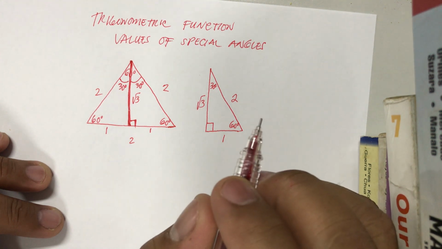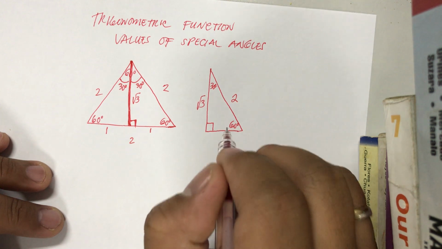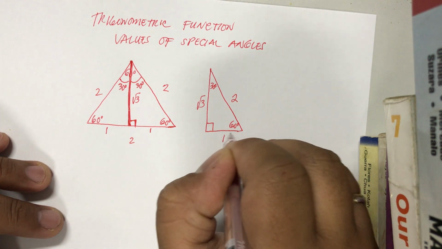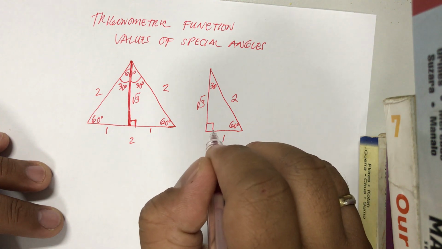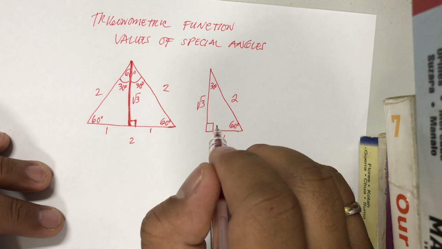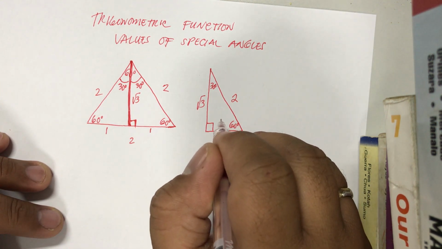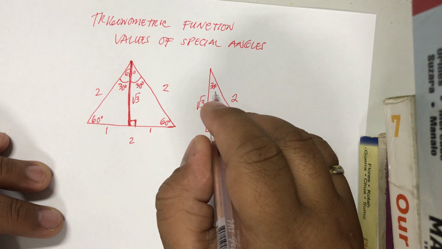Now, of these three numbers, 2, 1, and square root of 3, 1 is the smallest number. Meaning to say, this side, whose measure is 1, is the di po siya smallest side. It is the shortest side. The shortest side is actually opposite the smallest angle, which is 30 degrees.